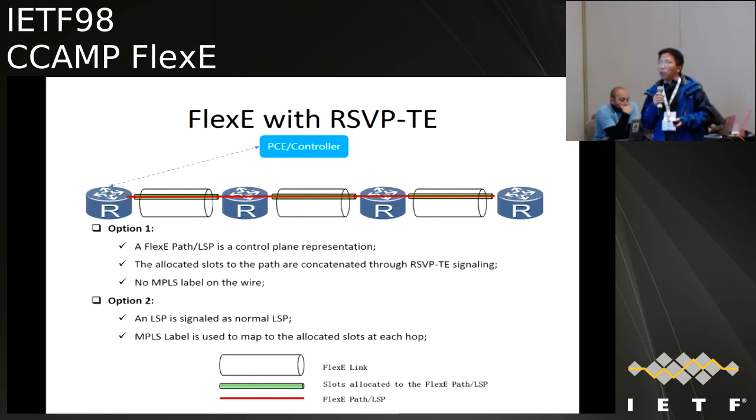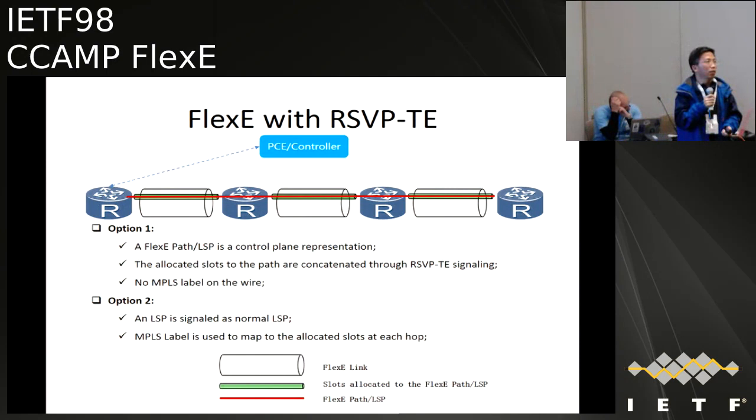Option two is used to establish a normal MPLS RSVP-TE LSP. When doing traffic engineering, the bandwidth is mapped to the corresponding FlexE slots. For example, if you want to establish a 10 gigabit LSP, then two FlexE slots will be allocated to this LSP, because one slot is only five gigabits.